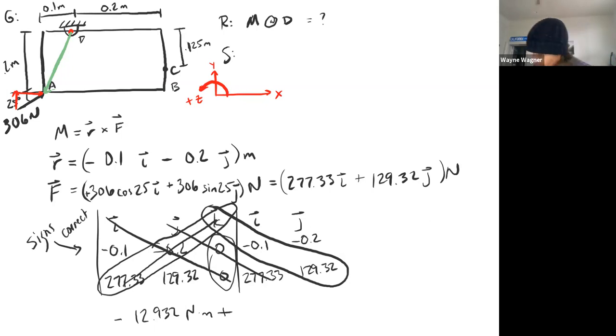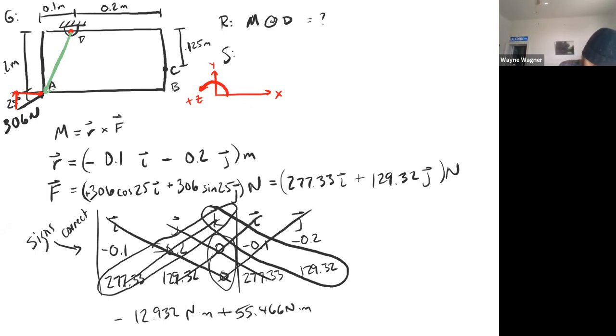So 0.2, I can't quite do 0.2 in my head. 0.2 times 277.33 is 55.466 newtons times meters. And then you've got a 0 and you've got a 0. So those all go away.